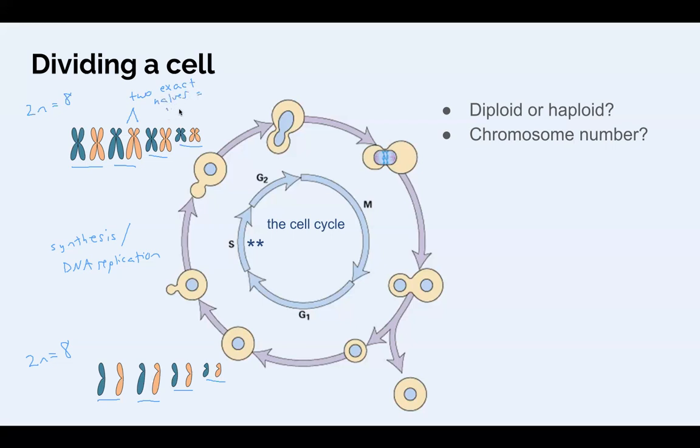And I use a terminology that I like to use, referring to these as replicated. So these are replicated chromosomes. They're chromosomes after the process of replication. These are chromosomes that would be referred to as unreplicated.